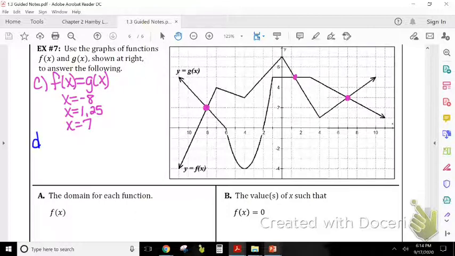All right, D says to find the values of x such that f of x is greater than g of x. Remember, if it's greater than g of x, it's going to be above the g of x. Well, let's look. F of x is above the g of x right here. So we would say from where x is negative 8 to where we said x was 1.25.